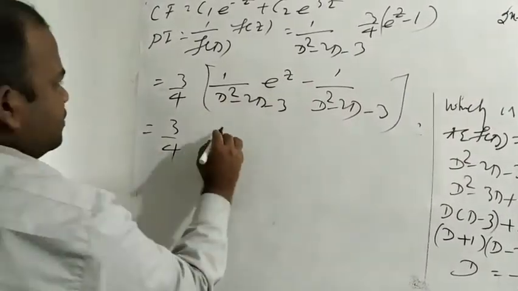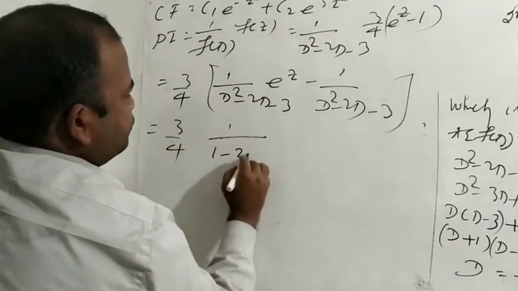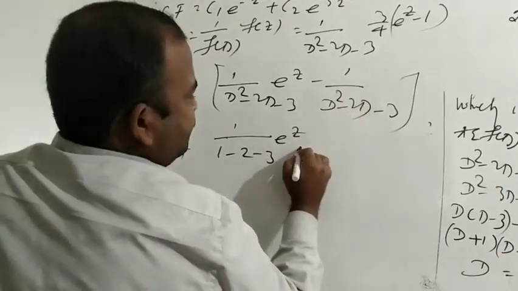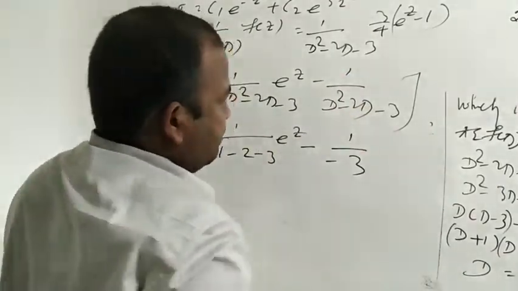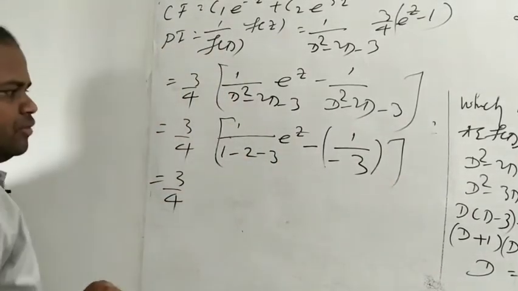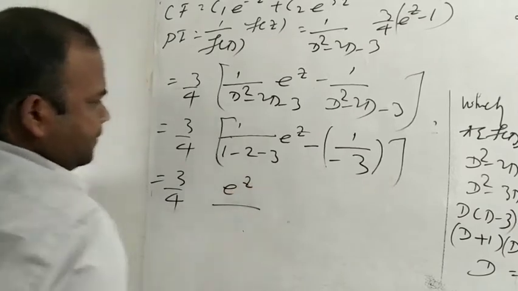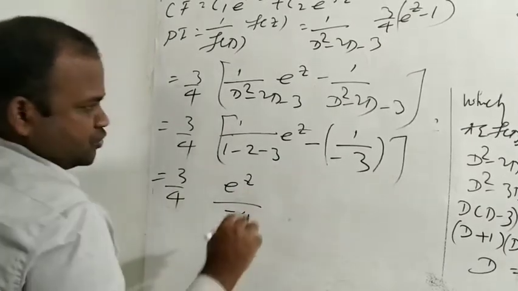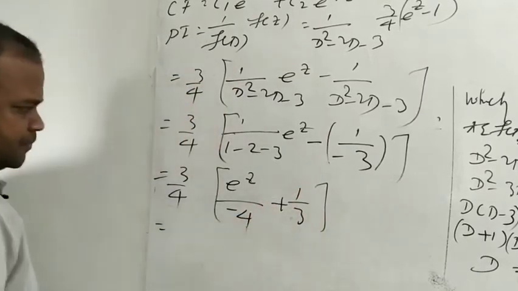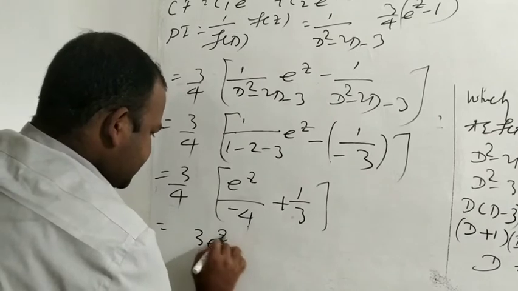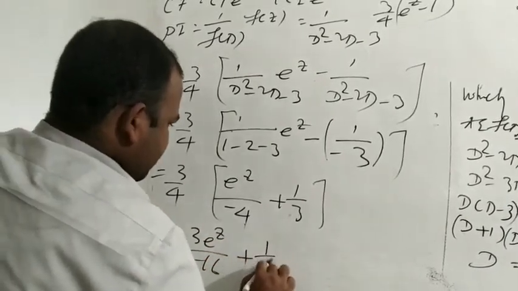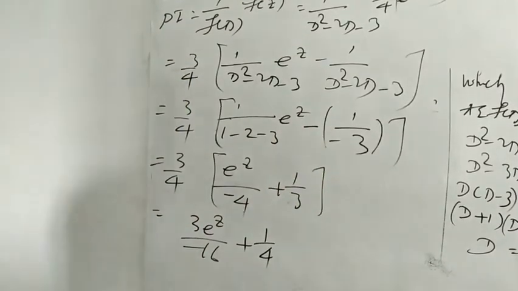So this is 1 upon 1 minus 2 minus 3 e raised to z, and for the constant, d equal to 0. So this is minus 1 upon minus 3. So this is 3 by 4 e raised to z upon minus 5. This is what, minus 4, and this is plus 1 by 3.